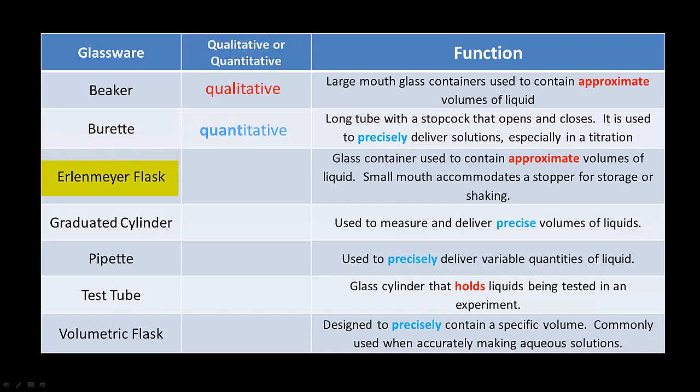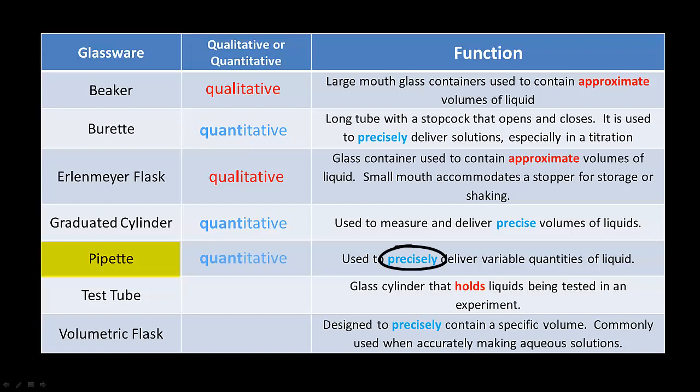Erlenmeyer flasks are used to contain approximate volumes, so it's qualitative. Graduated cylinders are used to measure and deliver precise volumes, so it is quantitative. Pipettes are used to precisely deliver, so it's quantitative. Test tubes hold liquids. If the labware is only used to hold and not to measure, then it is qualitative. Volumetric flasks precisely contain specific volumes, so it would be a quantitative piece of equipment.